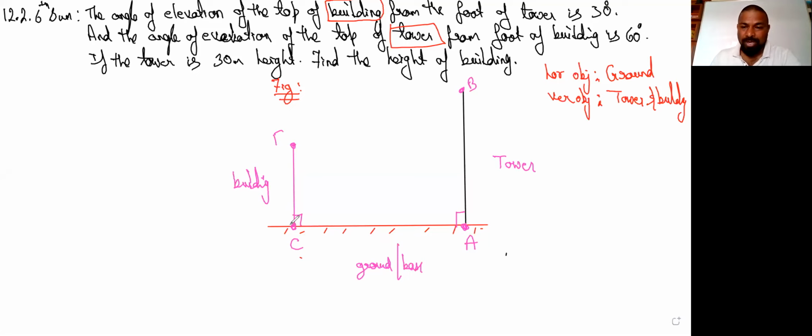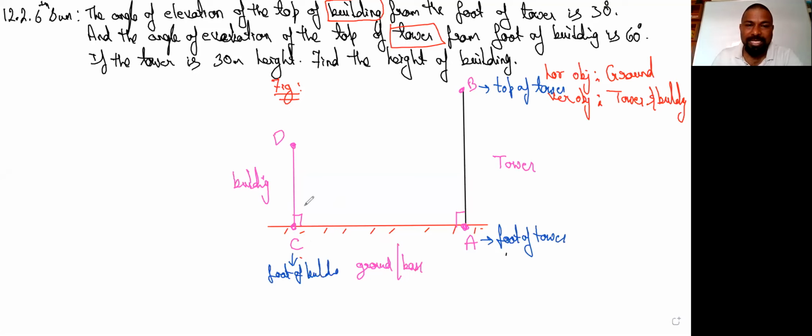Right. Now, Jayshree, can you please tell me what is A here? Yes, sir. Foot of the tower. Yeah, foot of the tower, that is the first thing. Then what is B there? Top of the tower. Now can you please tell me what is C there? Foot of the building. And what is D there? Top of the building. These are the four main points what we have.